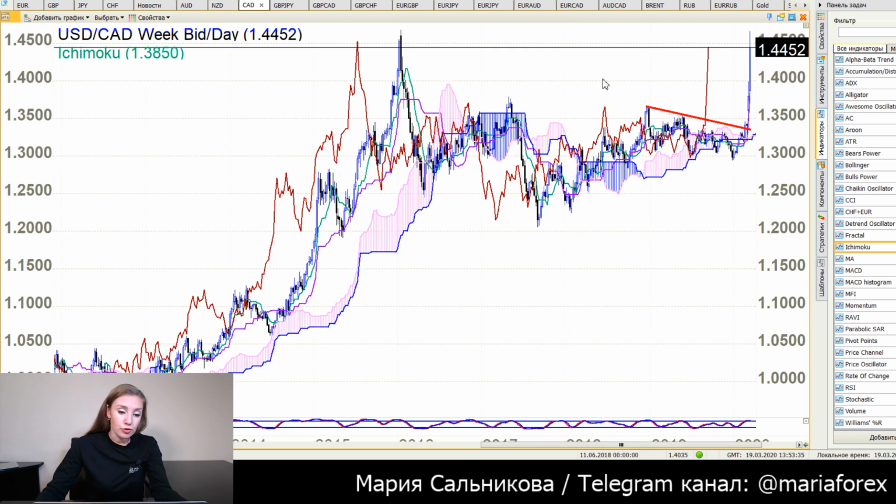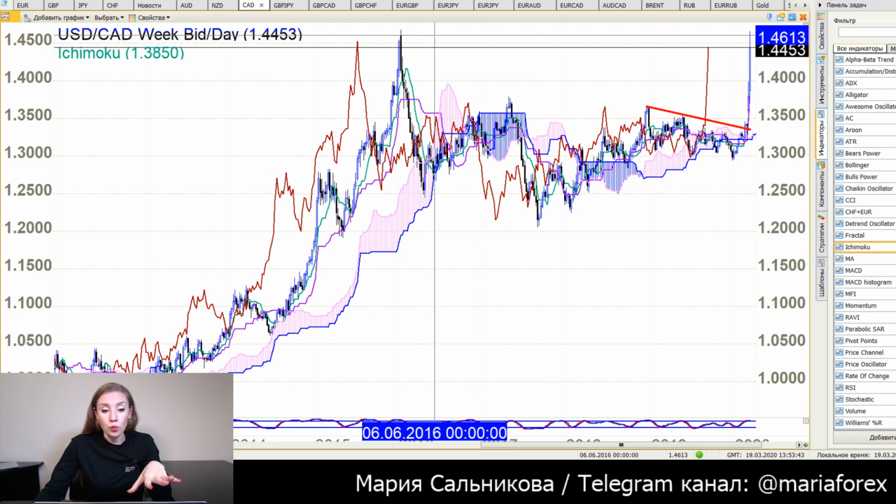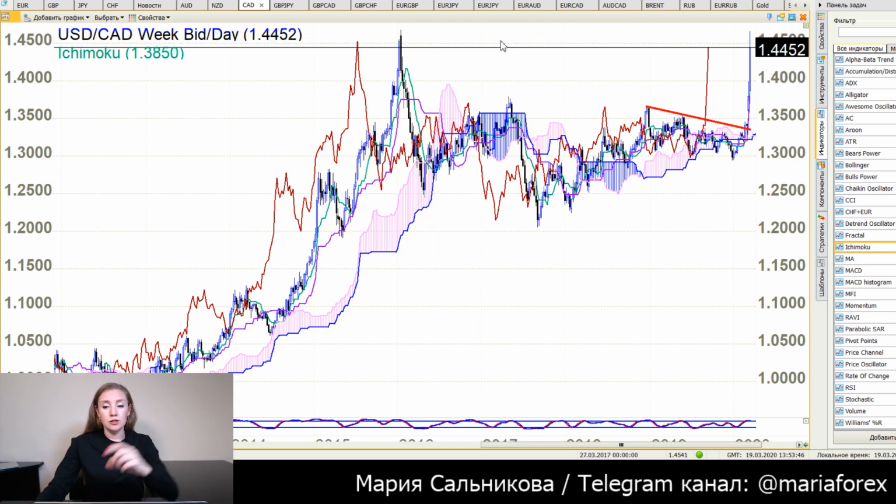For my Russian trading club, I gave these levels as a forecast, and yes, they bought it. Okay. Now, we do have some level of resistance, and you think, well, that is the moment to sell. Not yet. This is not a moment to sell.